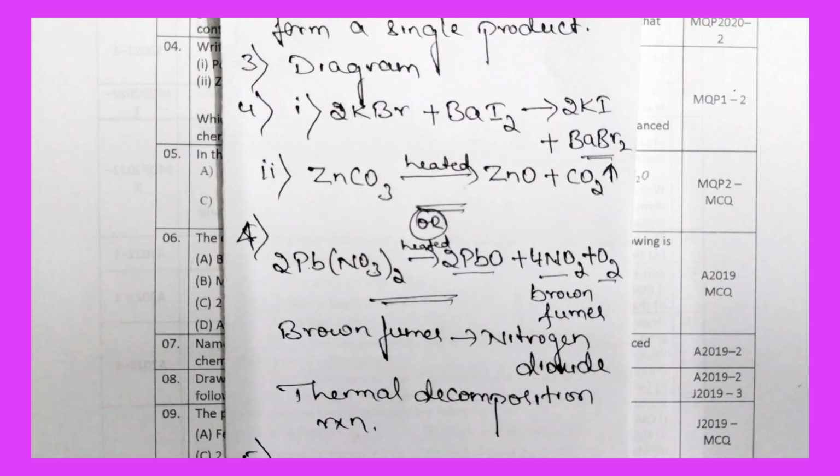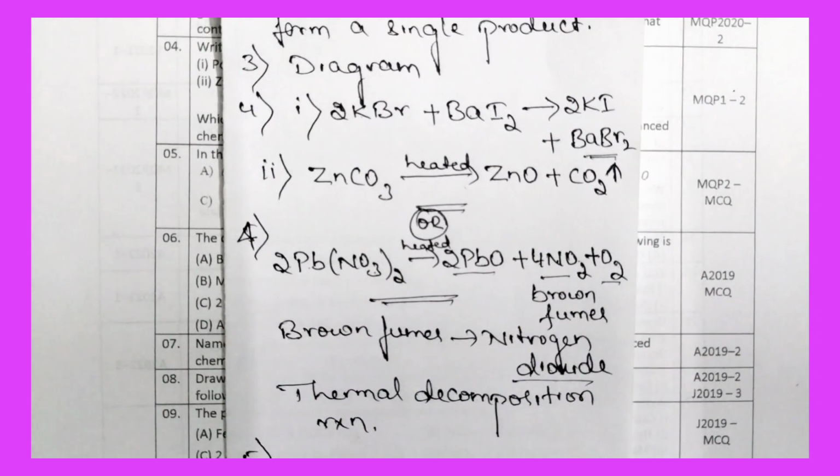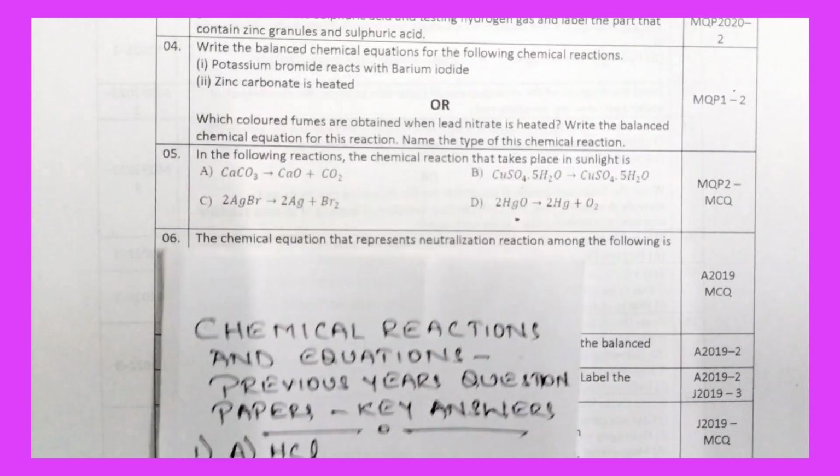Now, what is the name of the brown fume? Nitrogen dioxide. Then what type of reaction? Thermal decomposition reaction, and this is the balanced equation. Now let us move to the fifth question. So what is the fifth question?